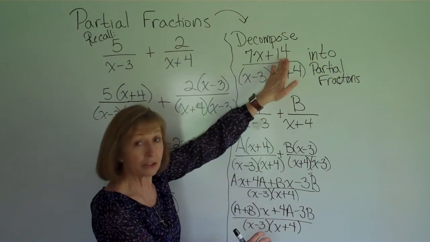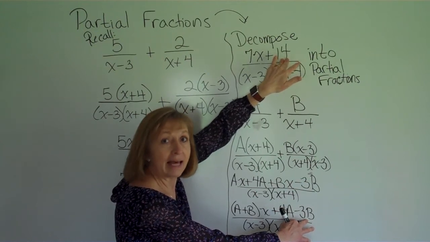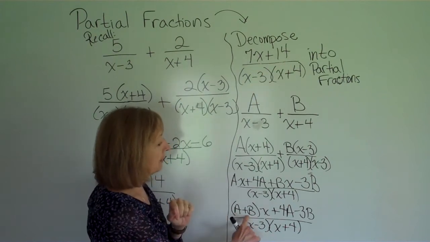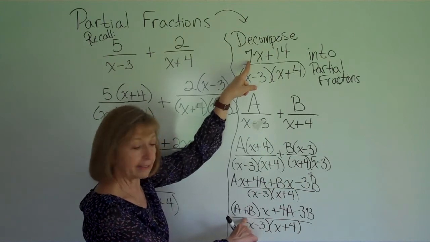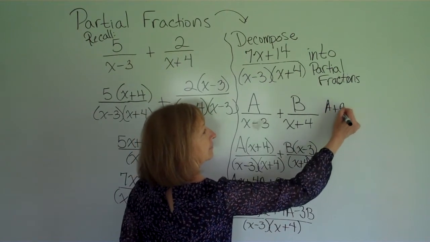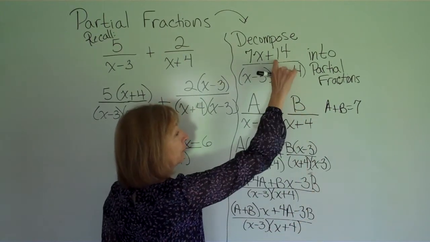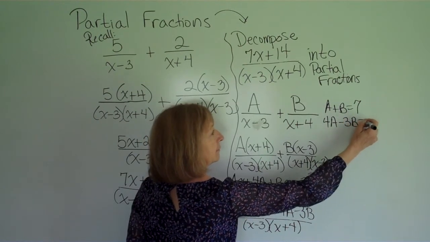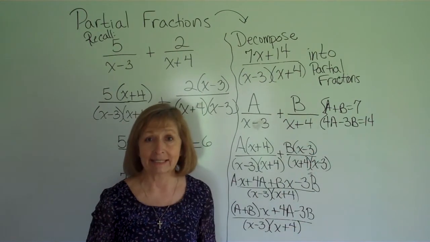And then the constant term that doesn't have an x has to be equal to the expression that doesn't have an x multiplied to it in this buildup. So our a plus b is the coefficient in front of x, and 7 is the coefficient in front of x. So a plus b has to equal 7. And 4a minus 3b has to equal 14. And I want to solve that system.